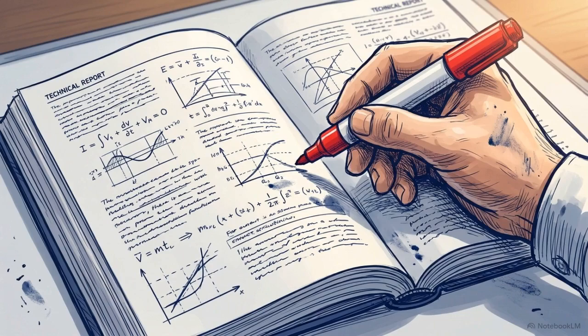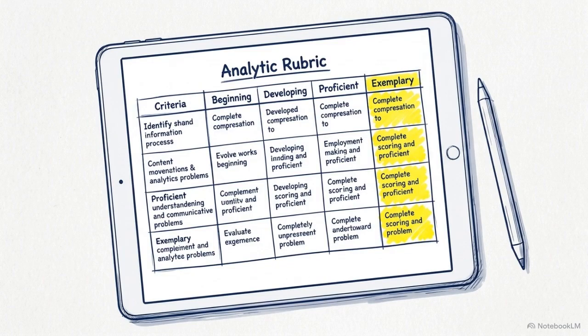Evaluating products of this complexity requires strict criteria. Educators use rigorous, criterion-based evaluation tools, like analytic rubrics, to measure the distinct strands of a student's logic.